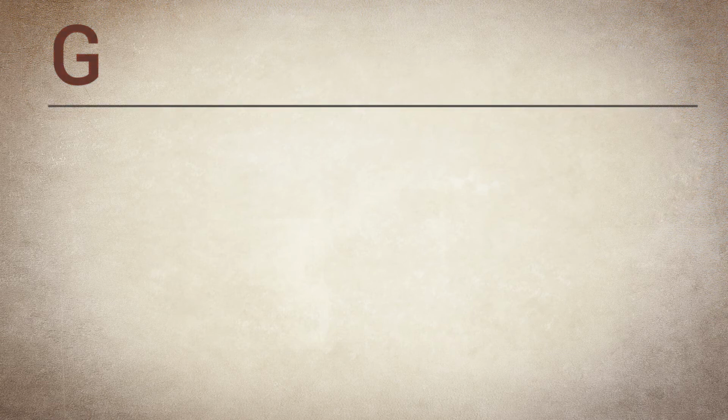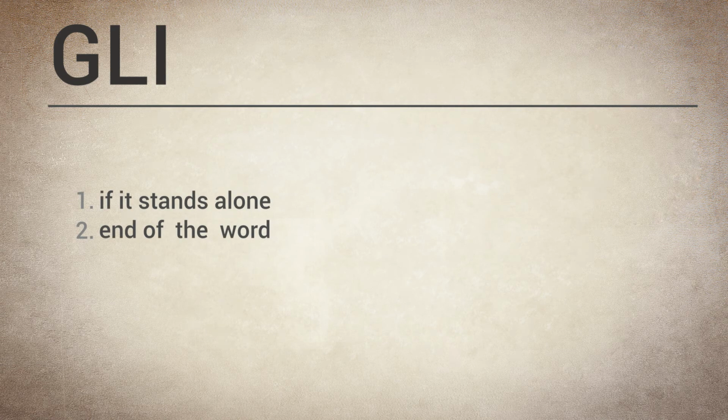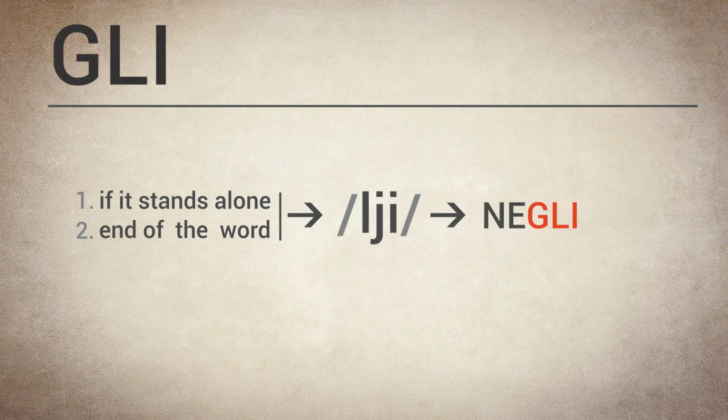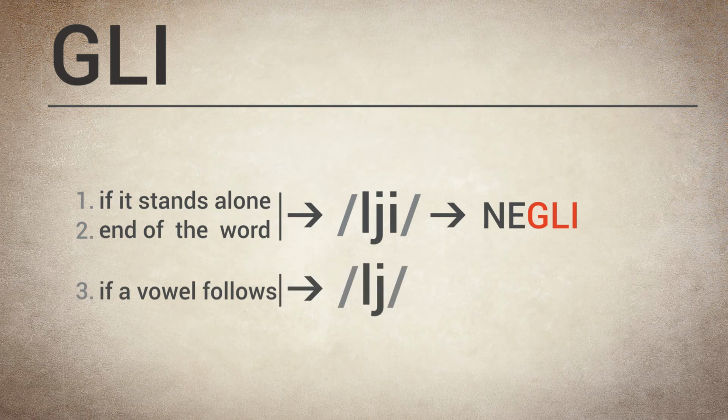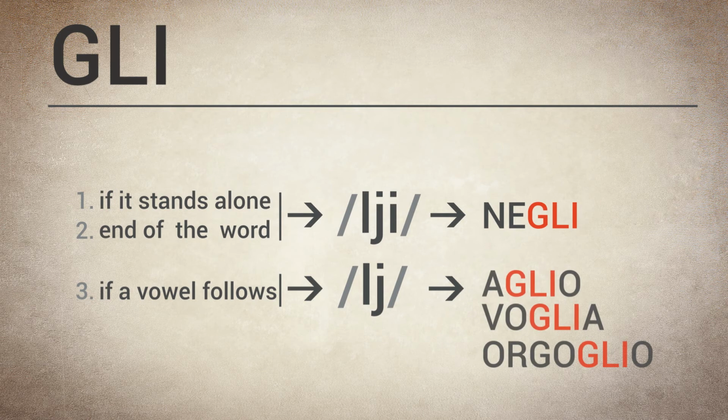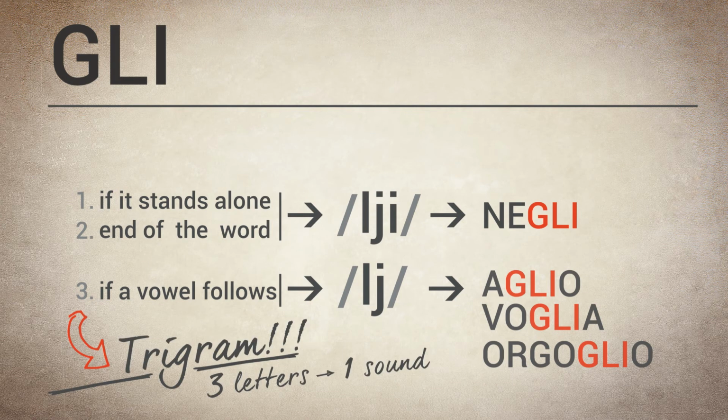Another tricky sound for English speakers is L. It is written G-L-I. If it stands alone or at the end of a word, it's pronounced gli. For example, negli. But if a vowel follows, only L is pronounced, as in words aglio, voglia, orgoglio. And it becomes trigram as 3 letters make one specific sound.